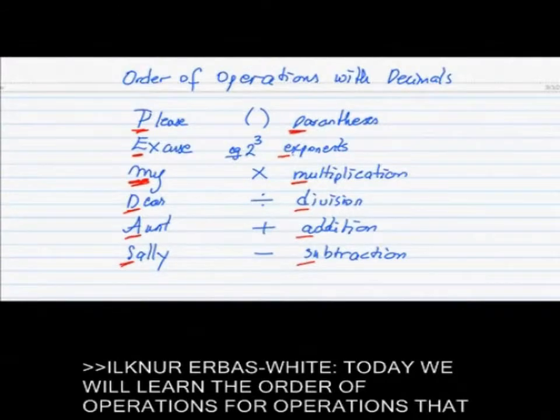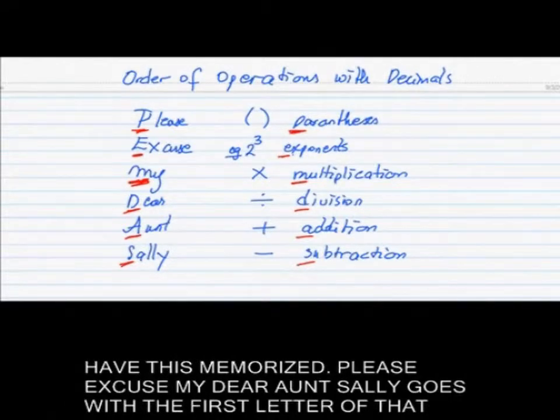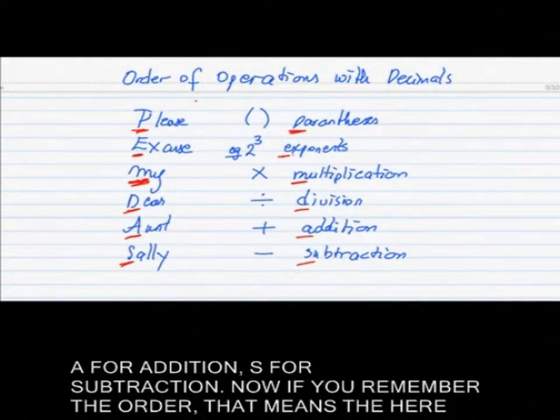Today we will learn the order of operations for operations that involve decimals. So let's review how the order of operations works. Okay, you have to have this memorized. Please excuse my dear Aunt Sally. It goes with the first letter of that sentence. P for parentheses, E for exponents, M for multiplication, D for division, A for addition, S for subtraction.